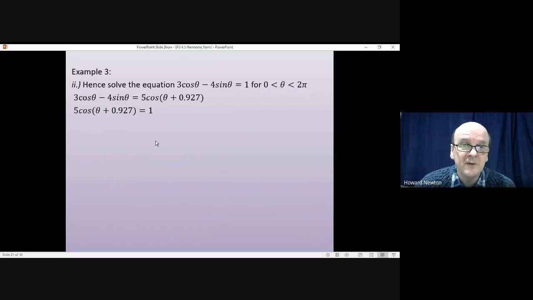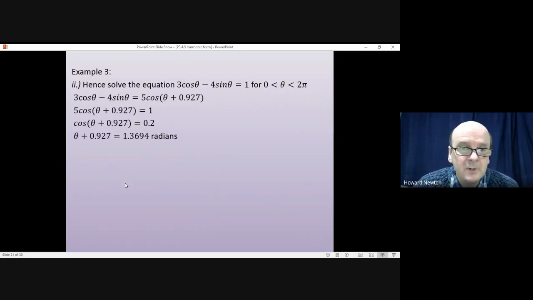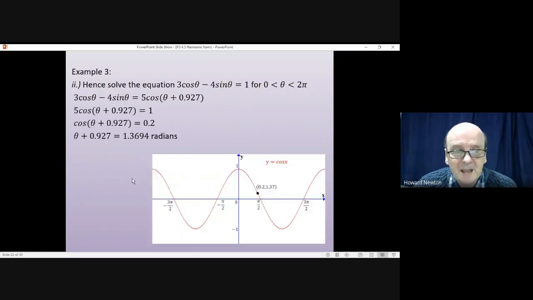First thing we do is move the 5 across, and that gives us cos(theta plus 0.927) is 0.2. Then we'll do inverse cos. Inverse cos gives us theta plus 0.927 is 1.3694 radians. Now, at this point, we need to find other solutions in the range 0 to 360 degrees or 0 to 2 pi. You do that the moment you do inverse cos. If you're ever confused as to when you need to find the extra solutions, it's the very first thing you do after you've done inverse sine, inverse cos, or inverse tan. You immediately find the other solutions.